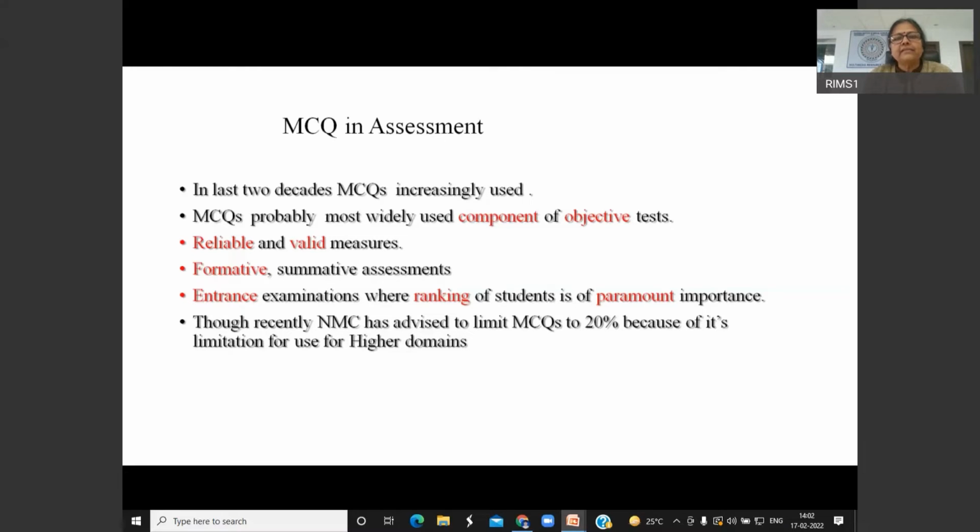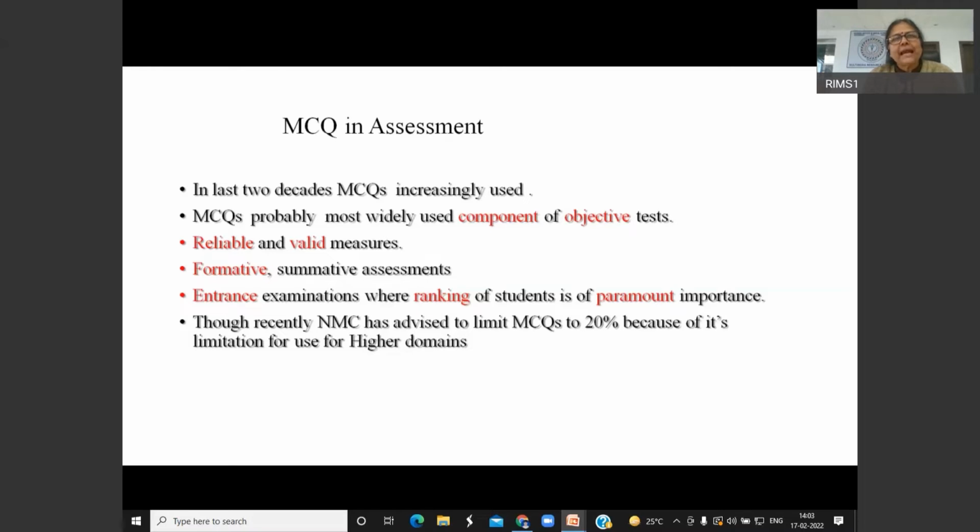And in these examinations, we do see that ranking of the students is of paramount importance, because depending upon the rank only, they will be taking the students into their course or for any post. So we can understand how important the ranking of the students becomes in these examinations. And if in these examinations also MCQ is the choice of type of question, it must have very good points in its favor.